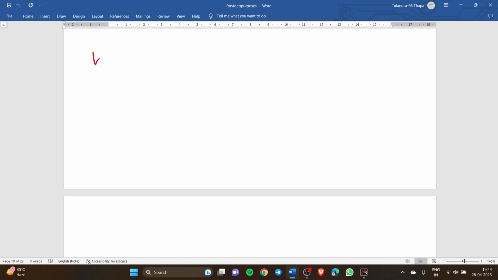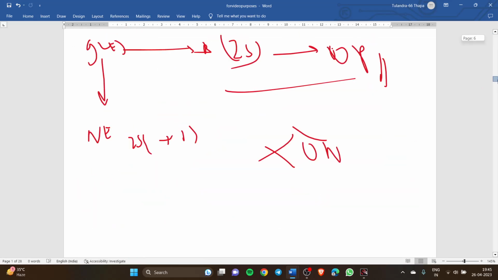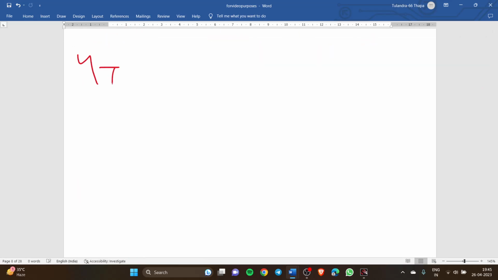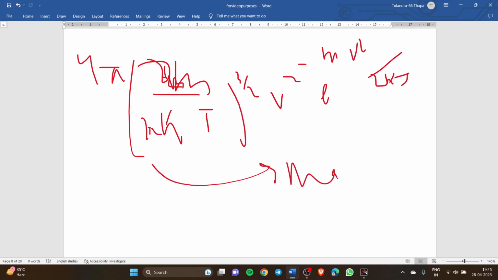So this was the formula: 4 pi m upon 2 pi kt to the power 3 by 2. Oh my god! Again I have to write it down. 4 pi m upon 2 pi kt to the power 3 by 2, v square, e to the power minus mv square upon 2 kt. This is the Maxwell velocity distribution, sorry, speed distribution, Maxwell speed distribution simply.